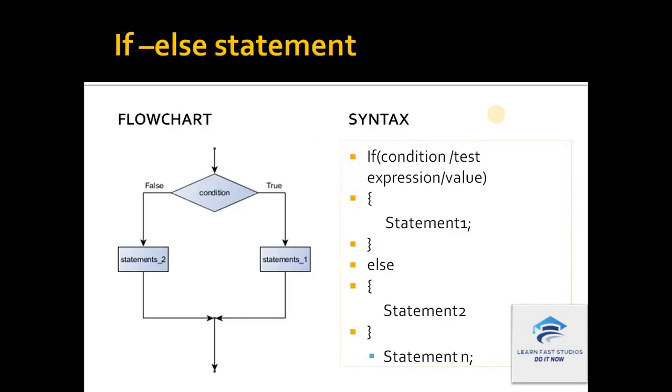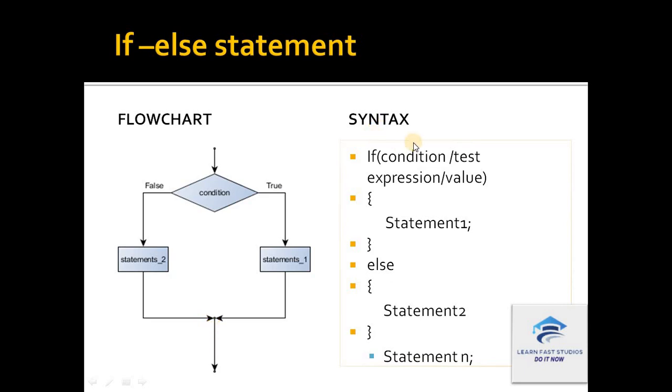Let us check the flowchart of the if-else statement. The if statement in the flowchart is given by using the decision box. If the condition is true, then it will go and execute statement 1. If the condition is false, then it will go and execute statement 2. After these 2 statements, it will go and execute statement n.